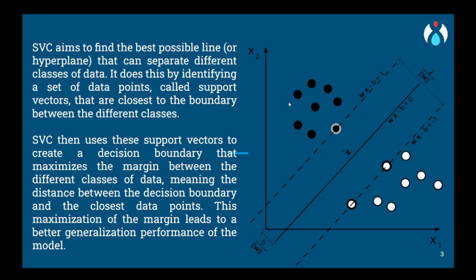So from this picture we can simply understand that the data is separated by a line. So how does this line come? How can one understand where that line is which separates the data? So this line is made using the SVC classifier.